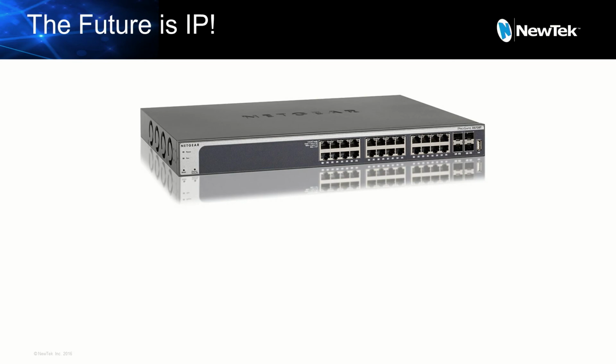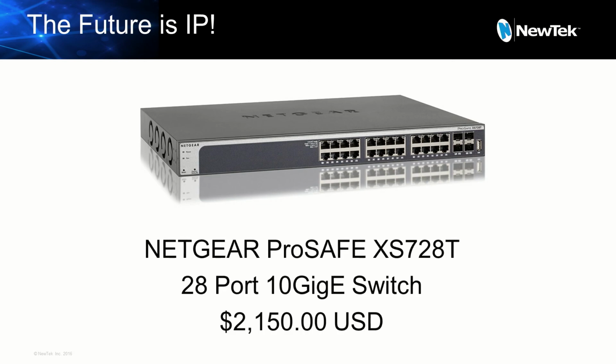You might say, okay, that network switch is a 28 port, 10 gig on every single port network switch. And your first question might be, well, how much is that switch? It must be really expensive. You can buy this switch for just over $2,000. So this switch is less than half the price of the dedicated video router.